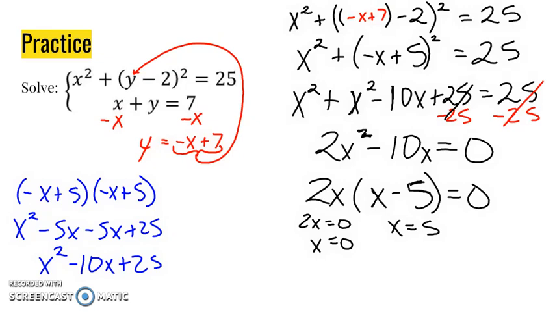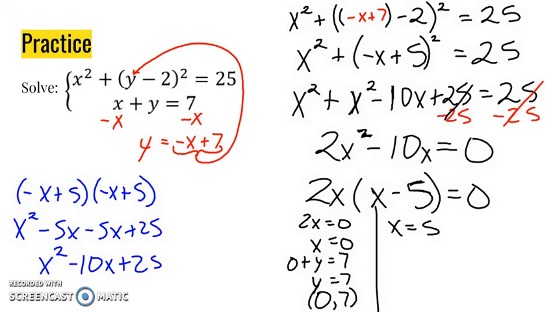So again, I found that my x equals 0. I found that my x equals 5. So I know x equals 0, x equals 5. That means that I need to plug those back into one of my originals to find my y. So first one, I've got 0 plus y equals 7, which is going to give me just y equals 7. So the point (0, 7) is one where I'm going to intersect.